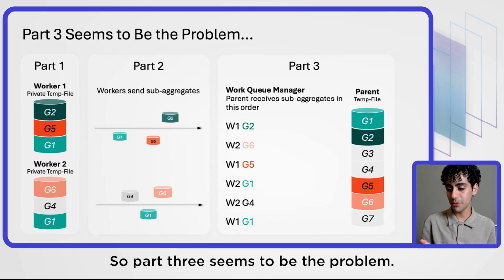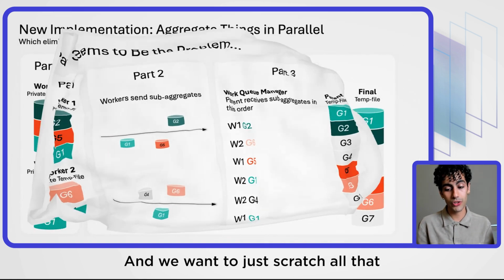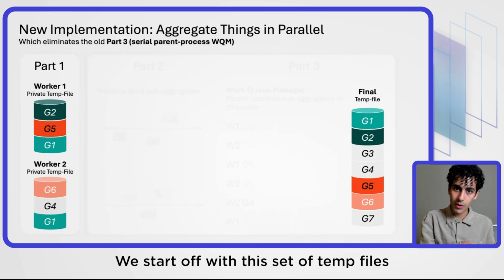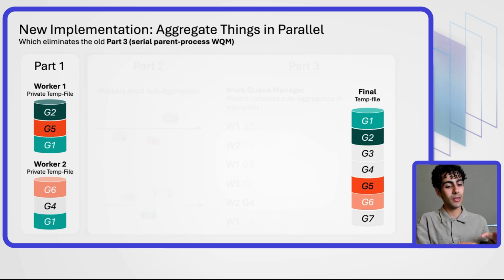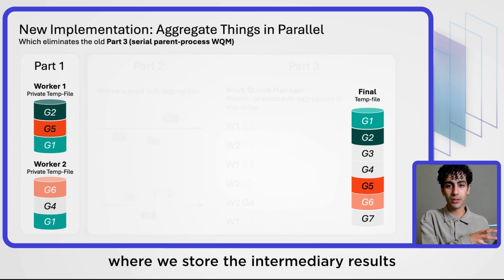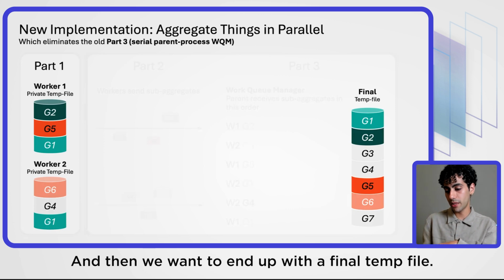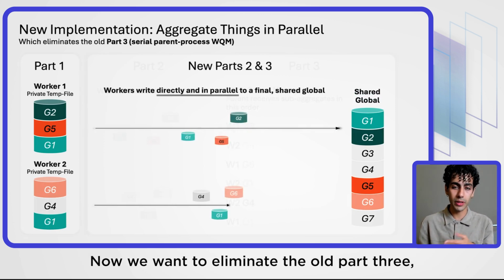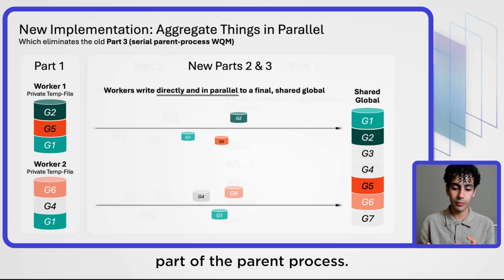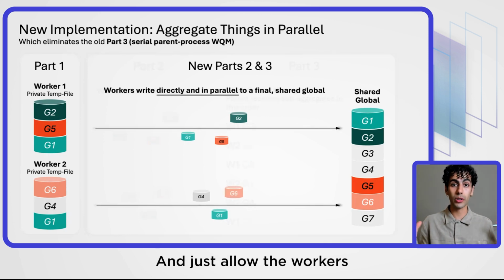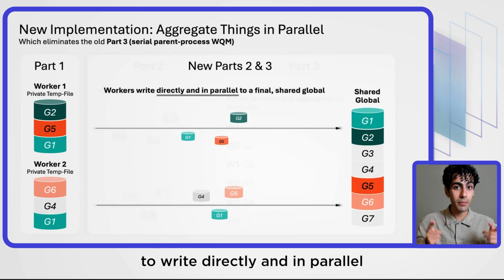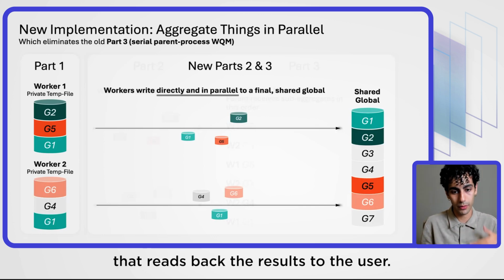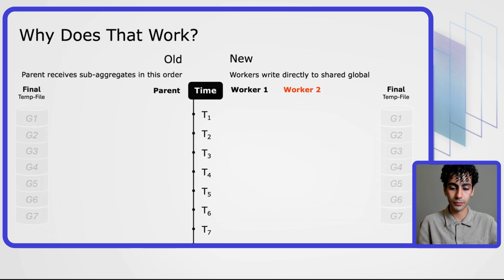So part 3 seems to be the problem, and we want to just scratch all of that and go back to the drawing board. We start off with the set of temp files where we store the intermediary results for each worker, and then we want to end up with a final temp file. Now we want to eliminate the old part 3, which is the serial part of the parent process, and just allow the workers to write directly and in parallel into a shared global. That will be the final one that reads back the results to the user.